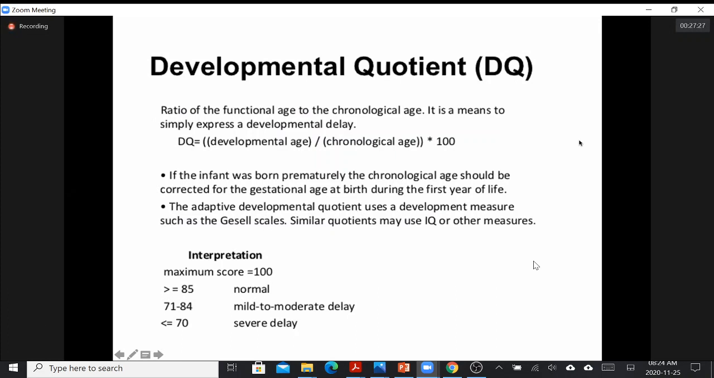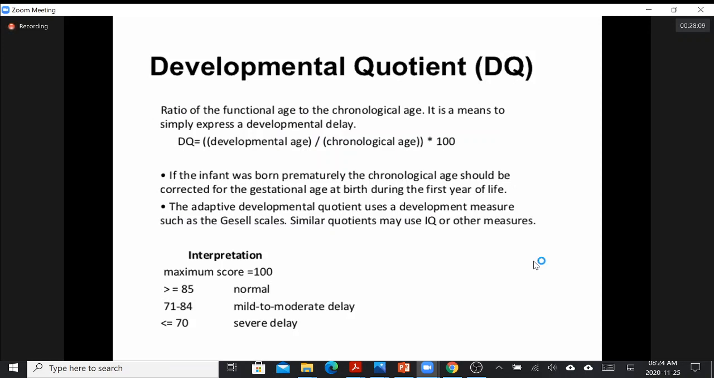Okay. So if we try to interpret that, right? The maximum score, for example, if we say a 1-year-old child can walk without help, then that is what they should be doing. So walking without help, maybe even a 15 months milestone. So that will be 15 upon 12, which is more than 1. So then the score will be more than 100. So how do we interpret? If we are getting more than 85%, that means it is normal development. You can get advanced development as well if it is more than 100. If it is between 71 to 84%, there is mild to moderate delay. If it is less than 70%, it is severe delay.